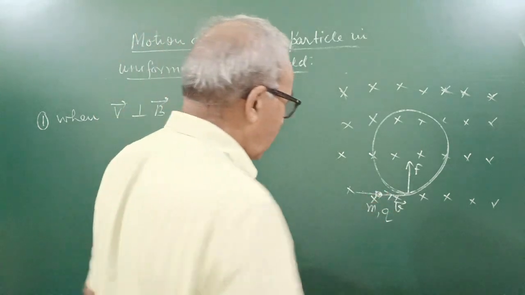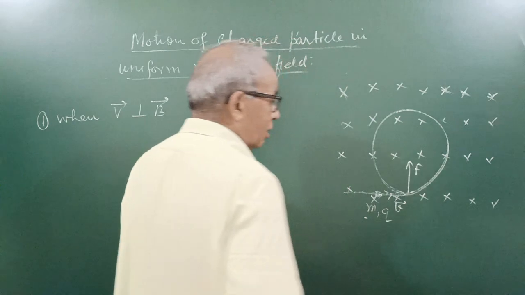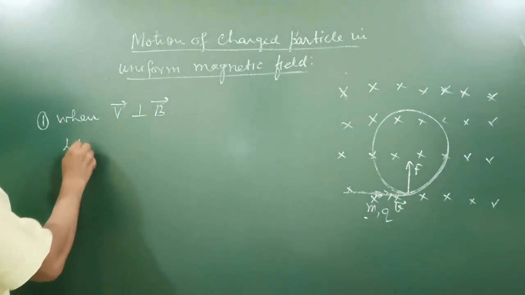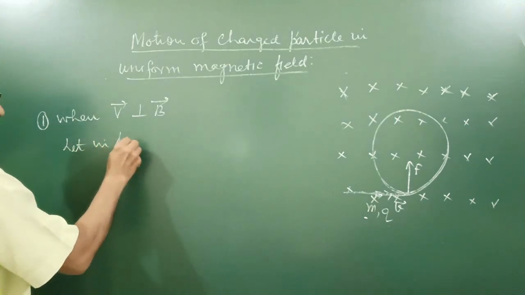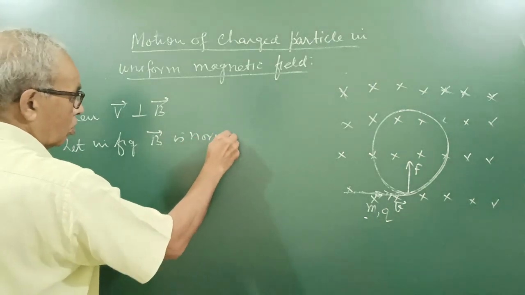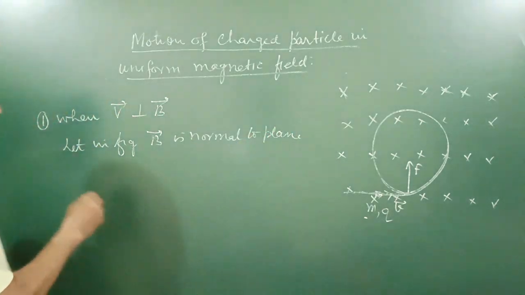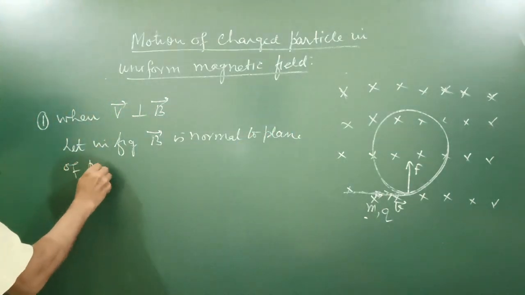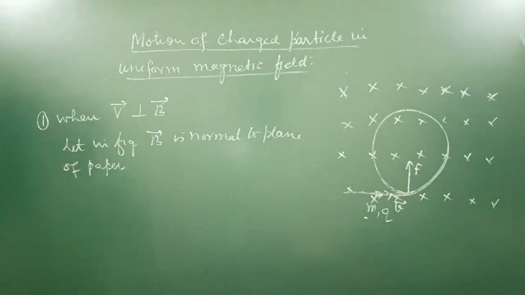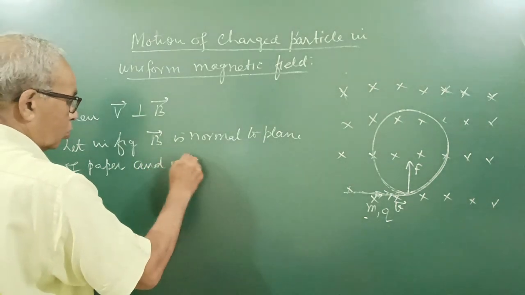Now a particle having charge q and mass m enters at right angle to magnetic field B with velocity v. So let, in the figure, vector B be normal to the plane of paper and into it.